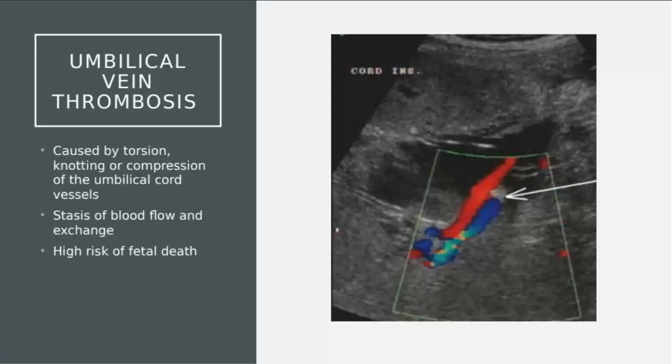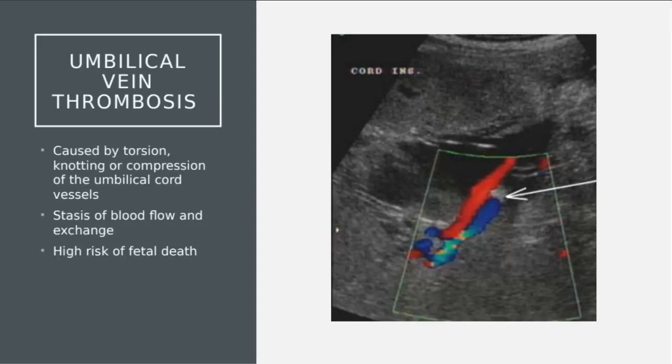Next, we have umbilical vein thrombosis. That's exactly what it sounds like. We got a blood clot in that umbilical vein. Now we only have one vein to supply the baby, right? So we know that that baby's not going to get all of the nutrients and supply that they need. It can be caused by torsion of the cord, knotting, or compression of the cord.